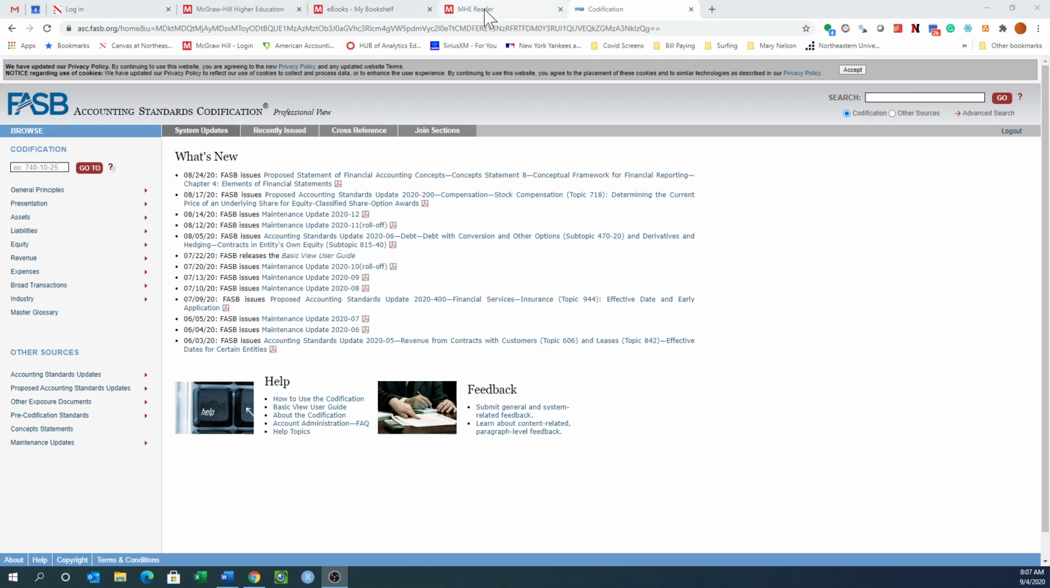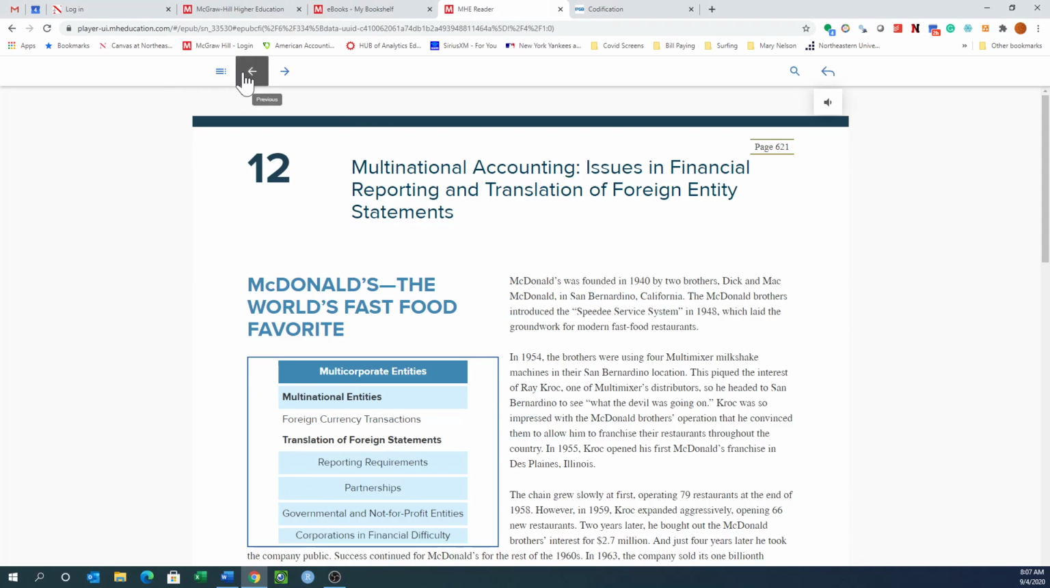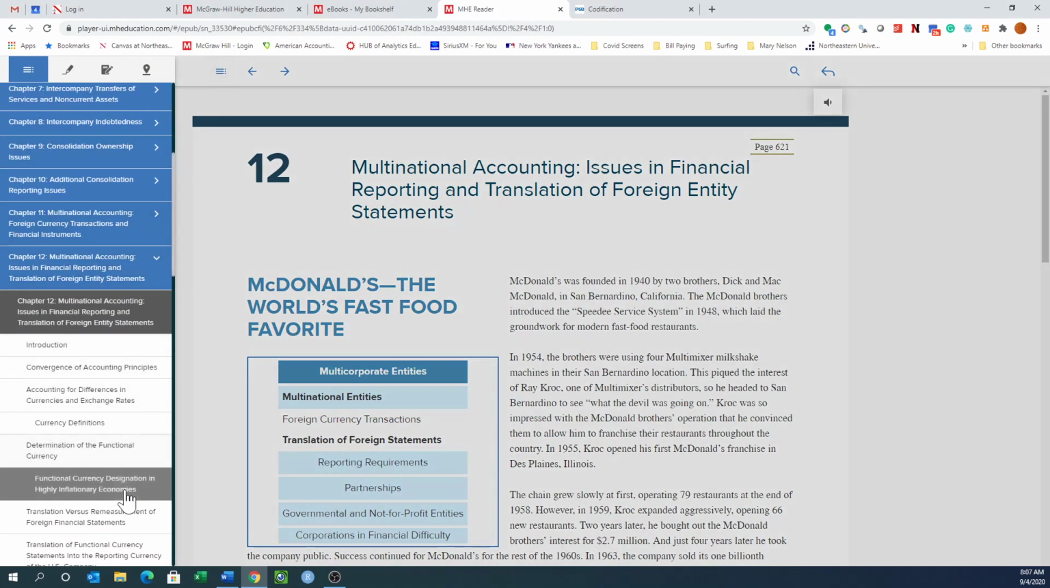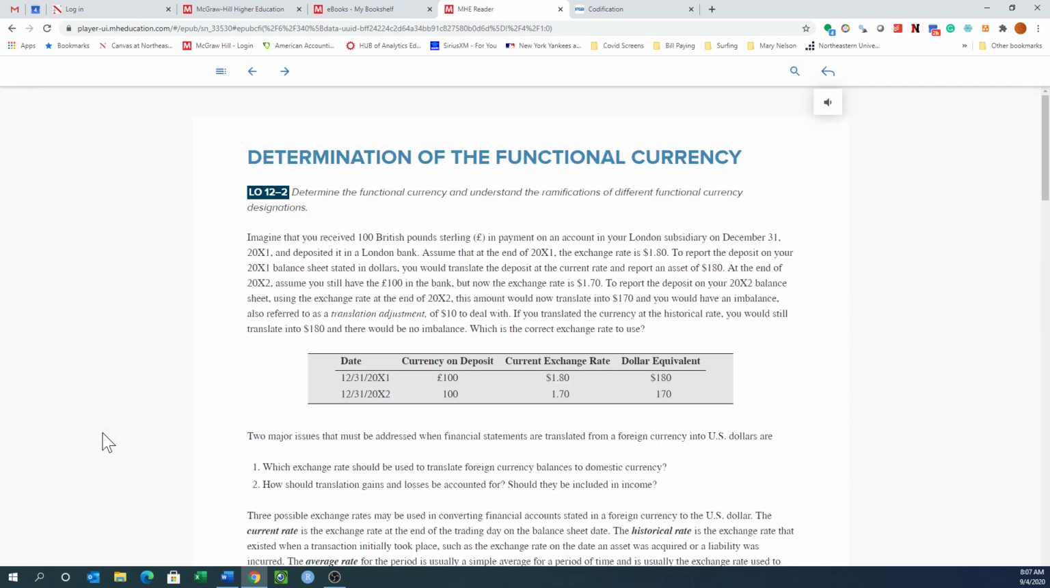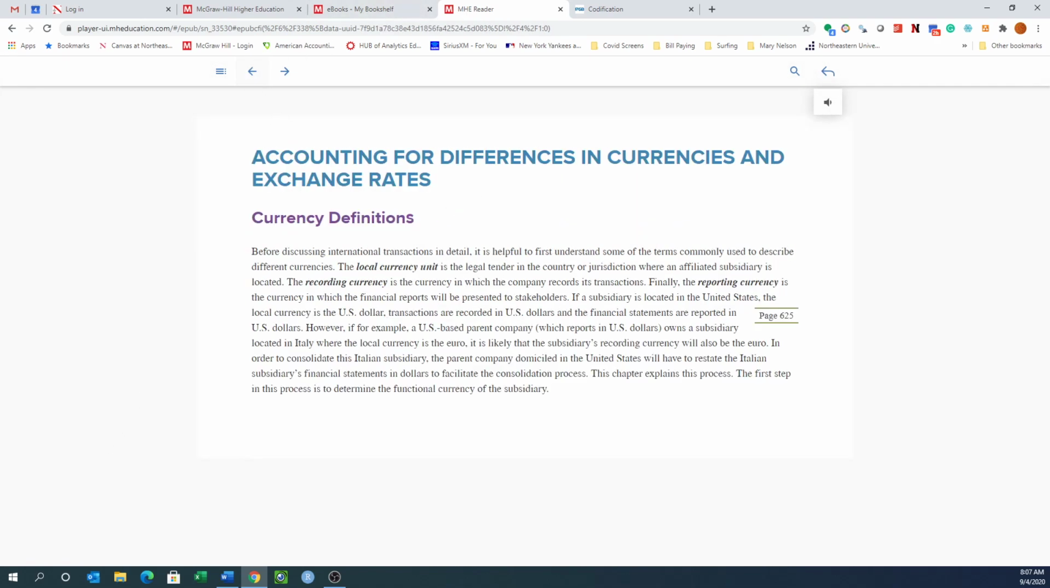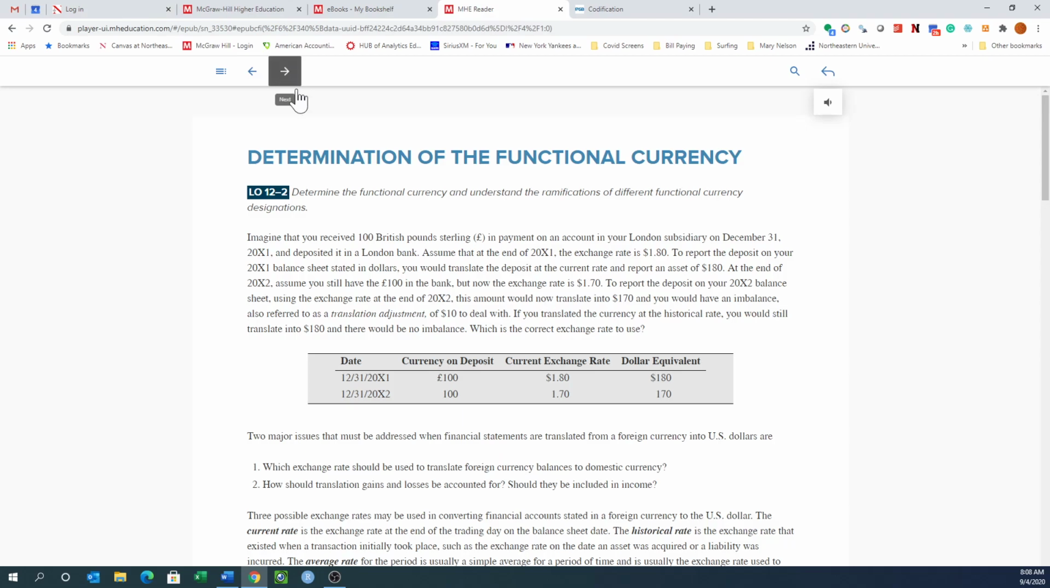So in your textbook, you're going to see discussions about determination of the functional currency, and more specifically, a discussion about what are the different currencies that exist. So you've got local currency, you've got the recording currency, and you've got the reporting currency. Those are all interesting, but the thing that really is important is to understand what is the functional currency. The functional currency is clearly what's going to be the most important thing to understand.